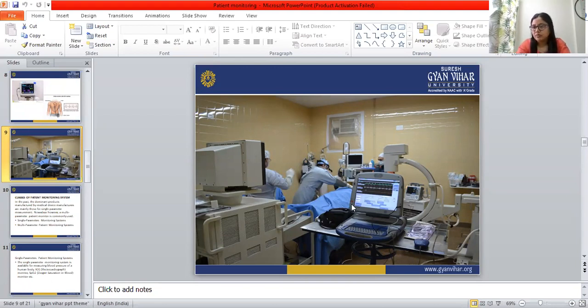So in the patient monitoring system, the computer is widely used. The healthcare providers prefer to use computerized patient monitoring because it is very easy and very less time consuming.